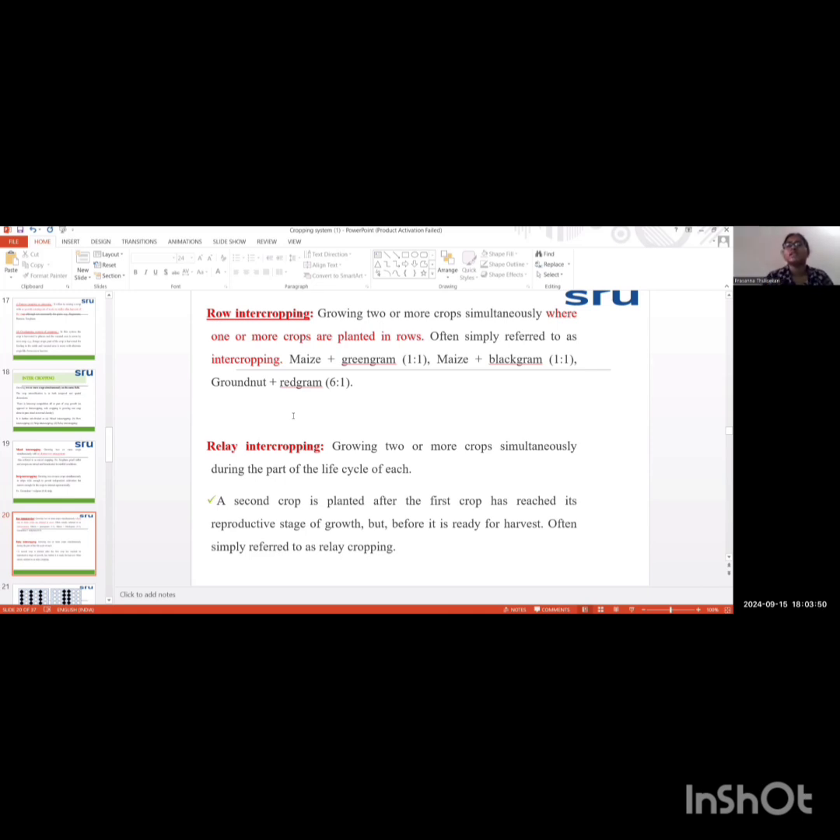Relay intercropping is growing two or more crops simultaneously during part of the life cycle of each. That means a second crop is planted before the first crop has reached its reproductive stage, but before it is ready for harvest. Such a type of cropping system is known as relay intercropping, and often it is also called relay cropping. In this, you can grow two or more crops, but the second or third crop is grown along with the first crop after the first crop has reached its reproductive stage. So when flowering of the first crop occurs, you can get ready to sow the second or third crop that you want to sow in that particular area.